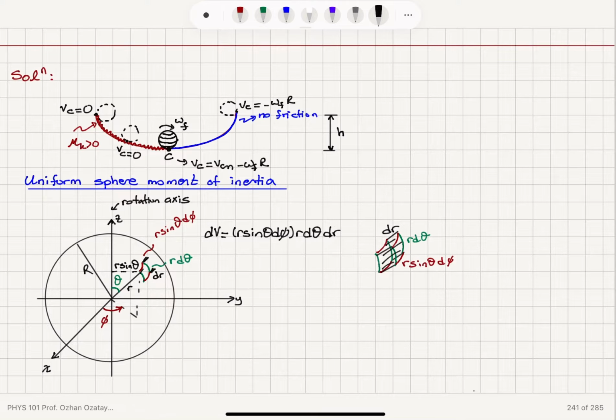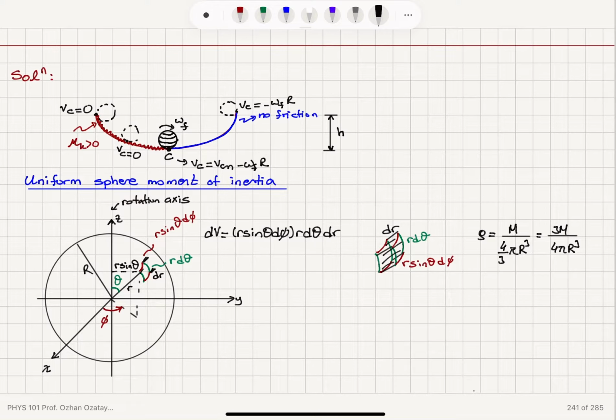Okay. And if we have a uniform mass distribution, the mass density rho will be equal to the total mass, capital M, divided by the volume of the sphere, 4/3 pi capital R cubed. So this will give us 3M divided by 4 pi R cubed for the mass density.